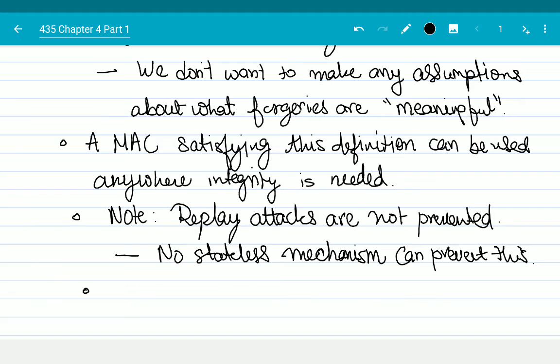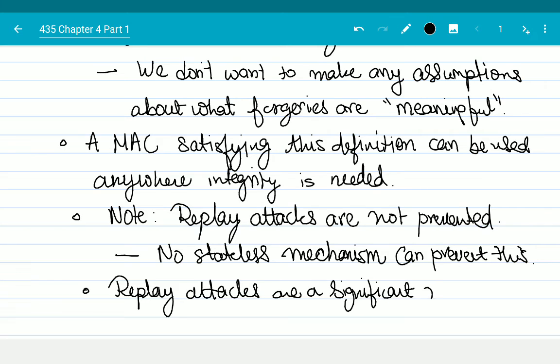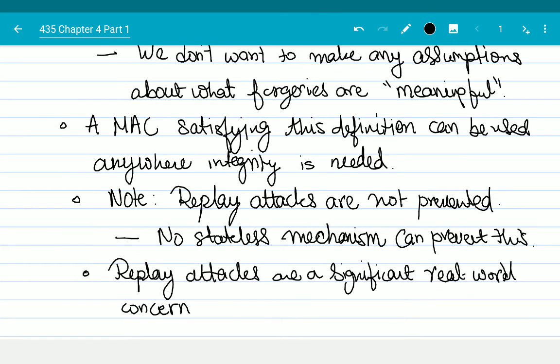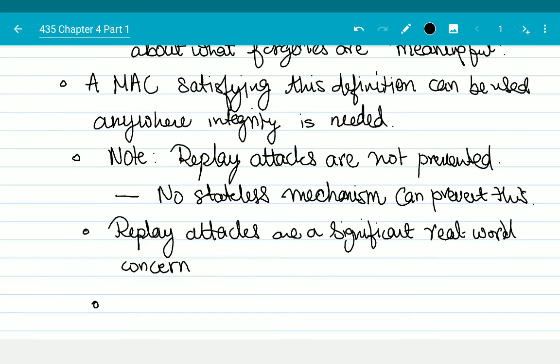Okay, and why is this true? Well, if a message and the code are authenticated, Verify should always accept that code, right? That tag should always work for the message because it has already been authenticated once. So if you send the same message and the same tag again, of course it's going to work. And that is a real life concern. So replay attacks are a significant real world concern, but our definition cannot handle that right now. We need an even higher level of security. Okay, and we will look at that later.